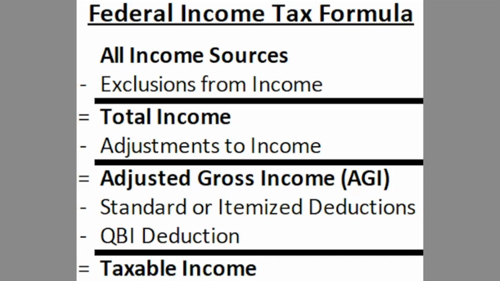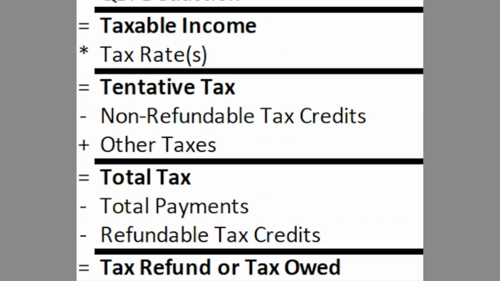All income sources, minus exclusions from income, such as through your employer, equals total income. You subtract out the adjustments to income on Schedule 1, Part 2. That equals adjusted gross income, AGI. You subtract out the standard or itemized deductions. Subtract QBI deduction if that's applicable. That equals the taxable income. Then you apply the applicable tax rates to ordinary income and qualified income.